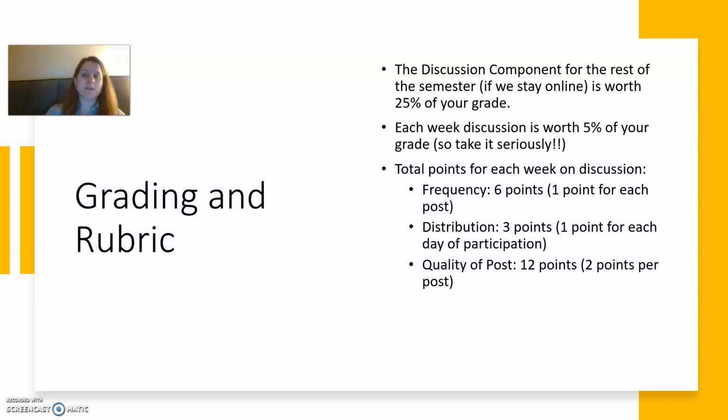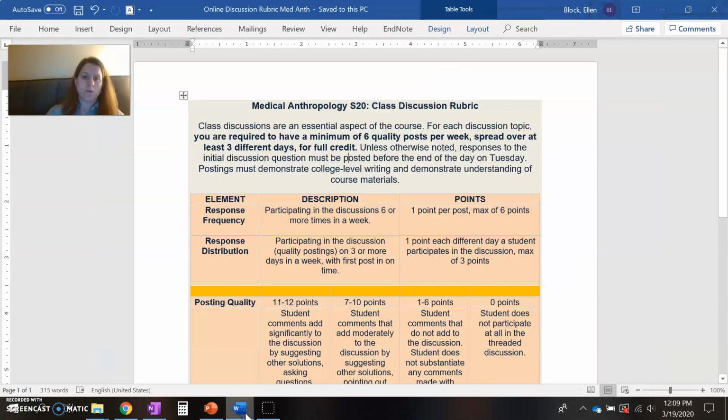In terms of the frequency, the points will be for 6 posts that have substance. So if you just reply, and I encourage you to, and say, "I love this point, thanks so much," that's not going to count as one of your 6, but I encourage you to do that just to keep the flow of the conversation going. Okay, let me show you the rubric, which is down here.